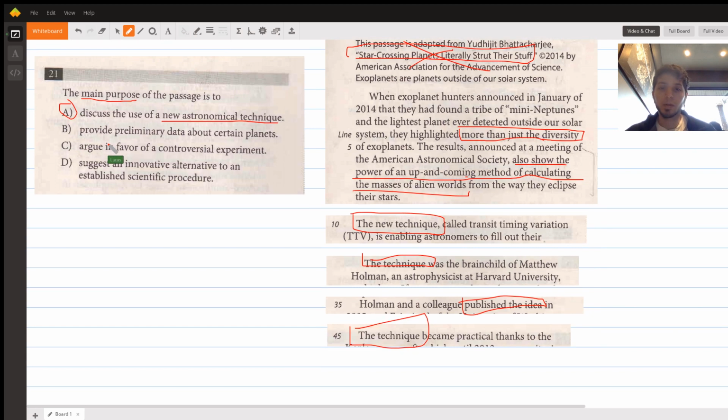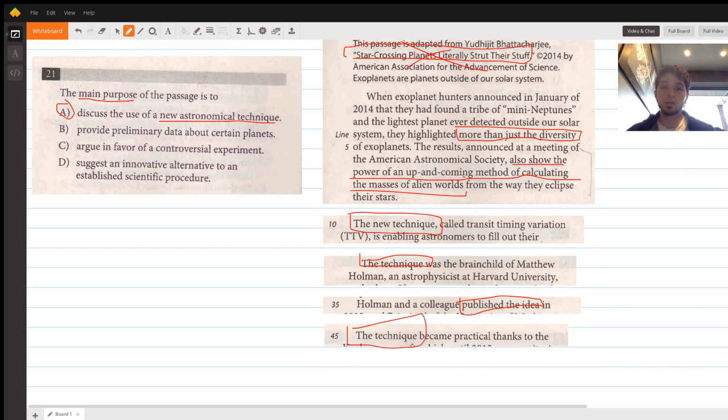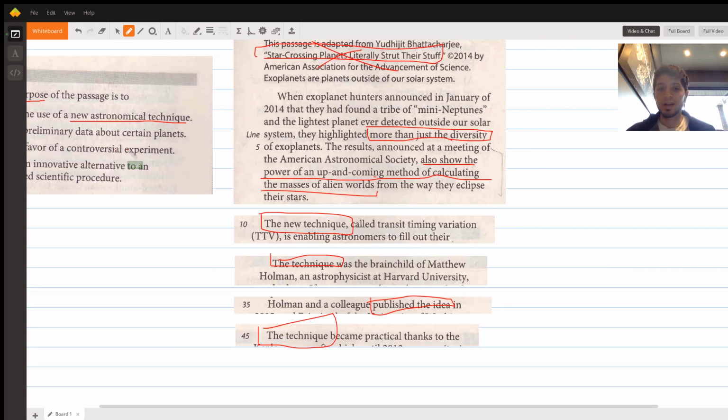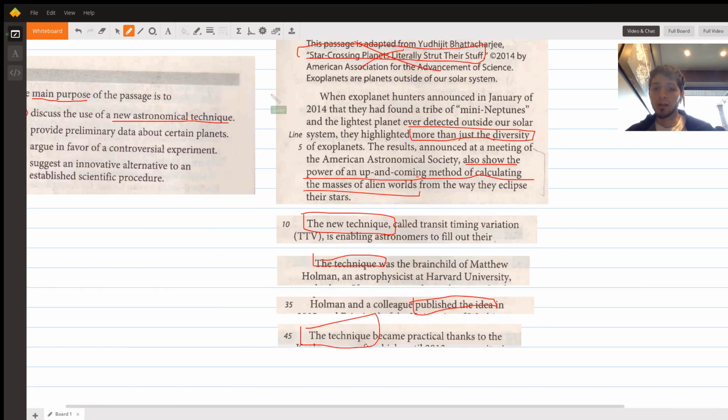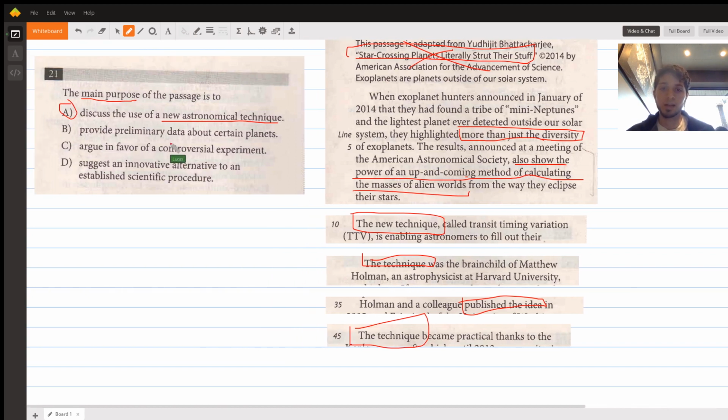B says, provide preliminary data about certain planets. The only plausible way we could say this is true is maybe this part up here, right? This opening paragraph about preliminary data about new planets. Later, in the two experiments that are mentioned, it does talk about data about certain planets. The problem with this is that it doesn't best capture the focus. The majority of the focus is always on this technique, and even the data that is talked about planets later on in the last three paragraphs is almost used as an example of how TTV is being used. Right? This is not going to be a good answer choice.